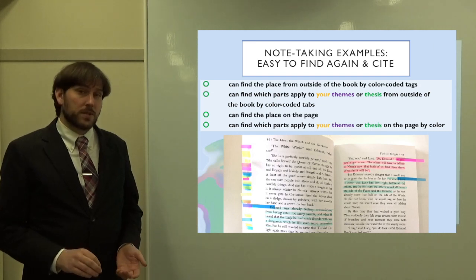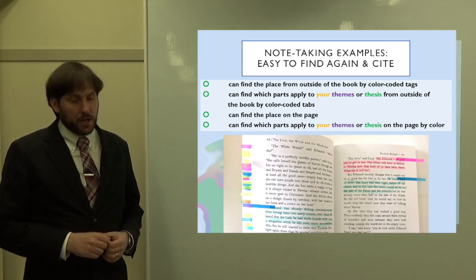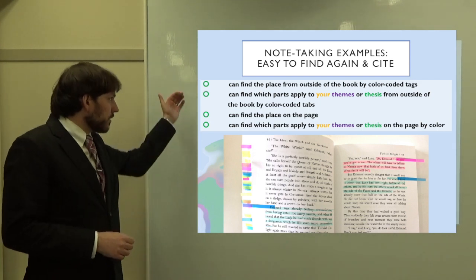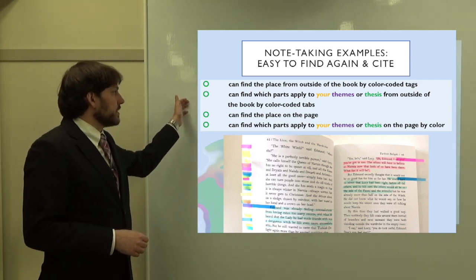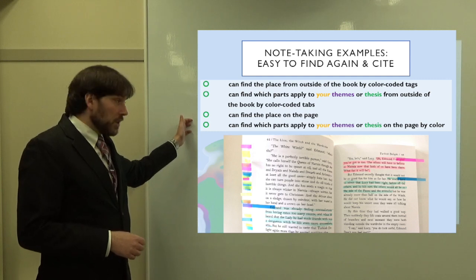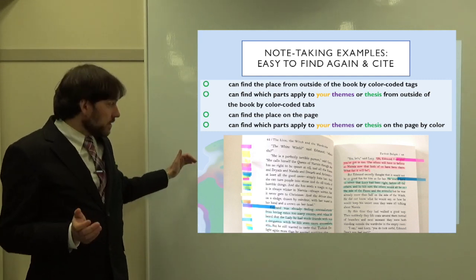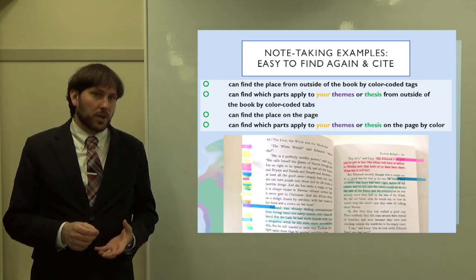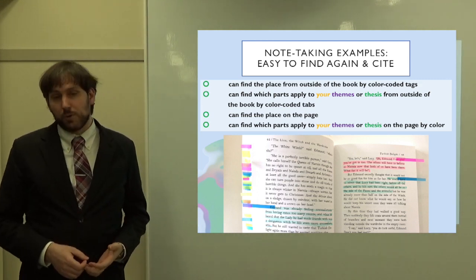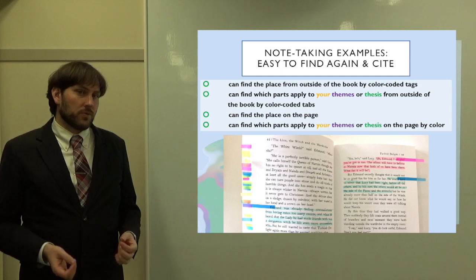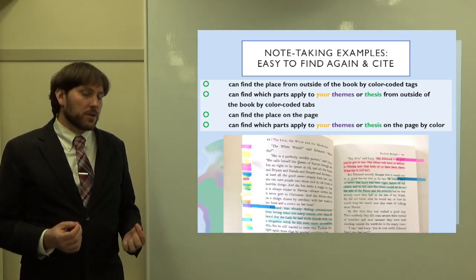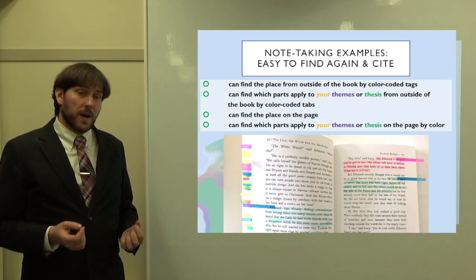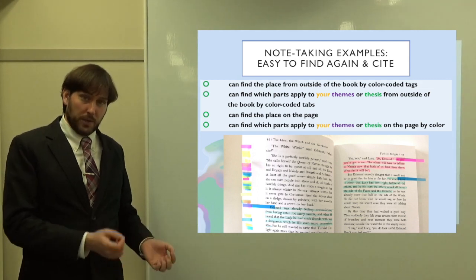So finally, what we could call the gold standard, very high quality highlighting, is here: we have different colors for each theme and for your central thesis. You can find it on the page. You can find in the page where each thing applies. And just from outside the book, you can find those pages very, very quickly. So the point of taking good notes is that the better notes that you take, the more you are going to be able to find things again quickly and to cite correctly.